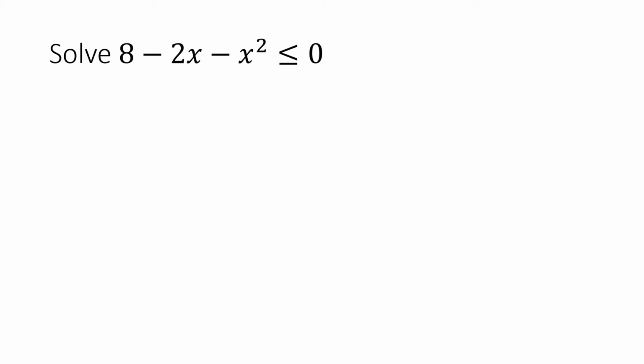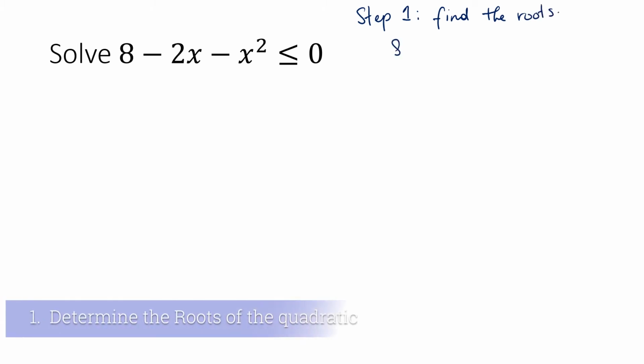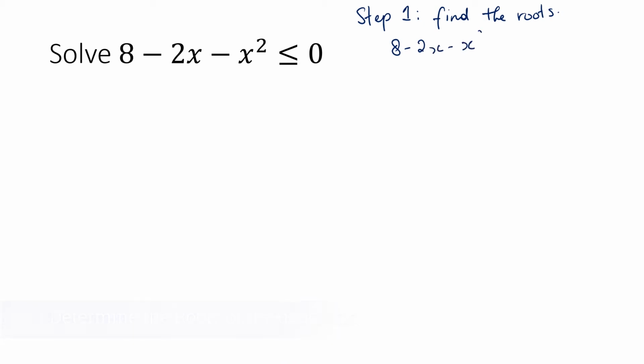Let's remember step 1: we find the roots. To find the roots, it will be when our quadratic is equal to 0. So let us find the roots by using our solving quadratic method. A times c will be -1 times 8, which is -8. We need two values that, when multiplied, give -8, but when added, give -2. It will be -4 and +2.